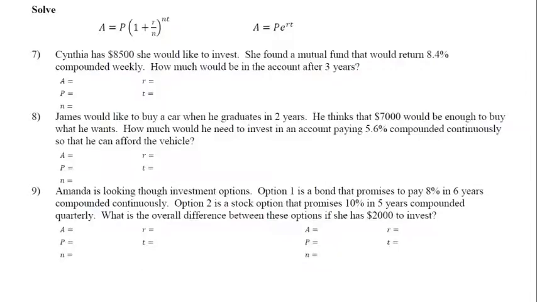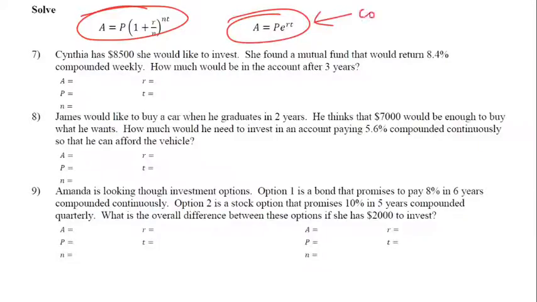Right, here we go. This is review 5-3. You have two interest formulas that we give you. Here's one and here's the other. The second one we use when it says compounded continuously. For every other one, when it says compounded daily, weekly, monthly, hourly, whatever, that is the equation that you use.